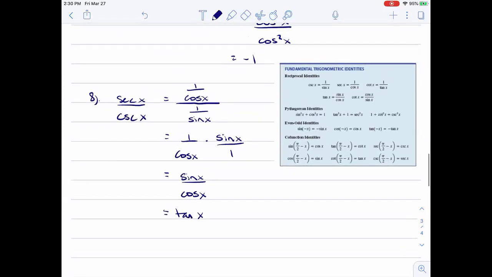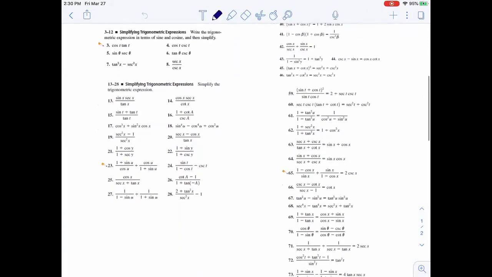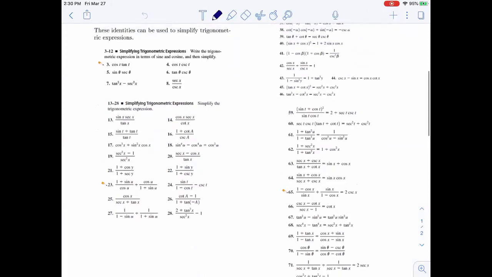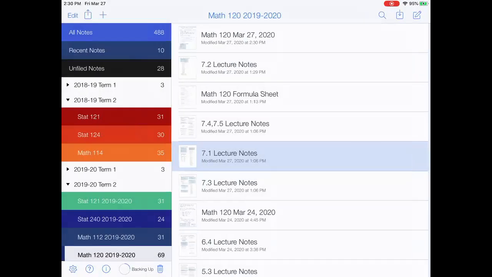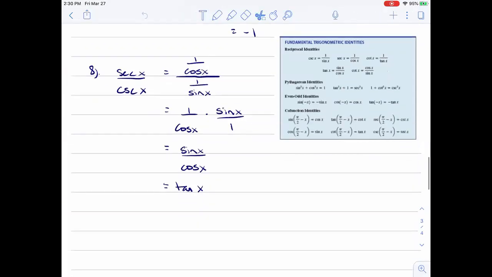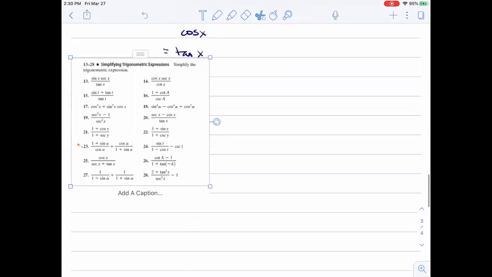So I'll leave the rest of those for you guys to do, but just make sure that you are patient when you're doing these things. And as a general plan of attack, just convert things to sine and cosine if you don't see an obvious exchange, and then just follow the identities that we have.